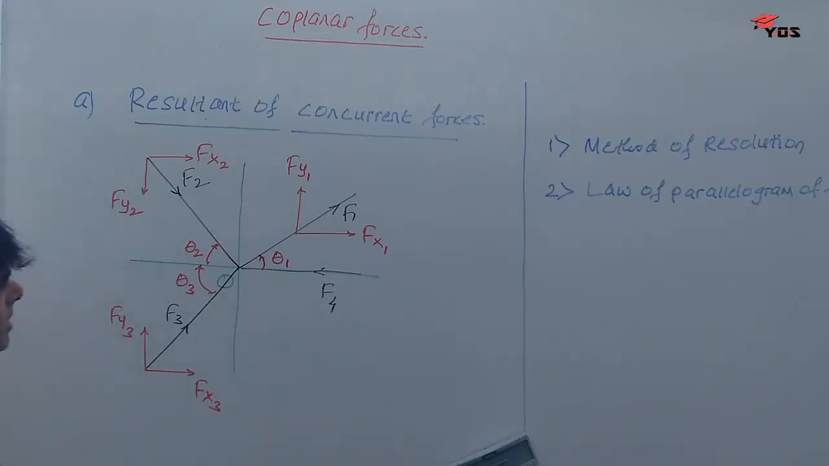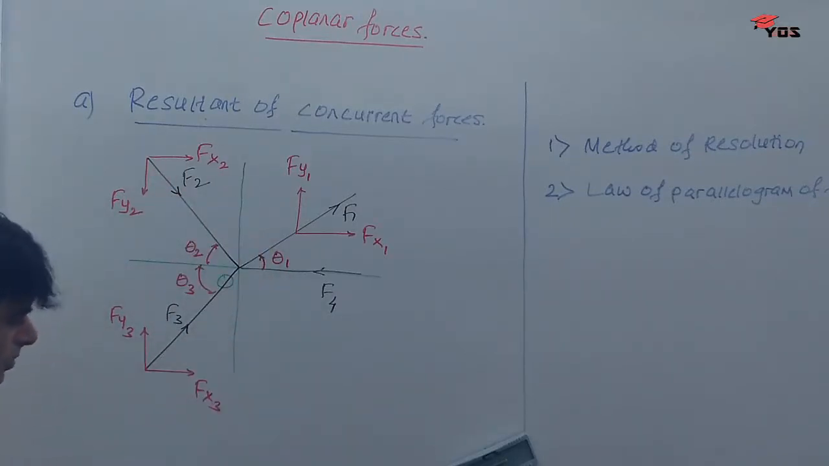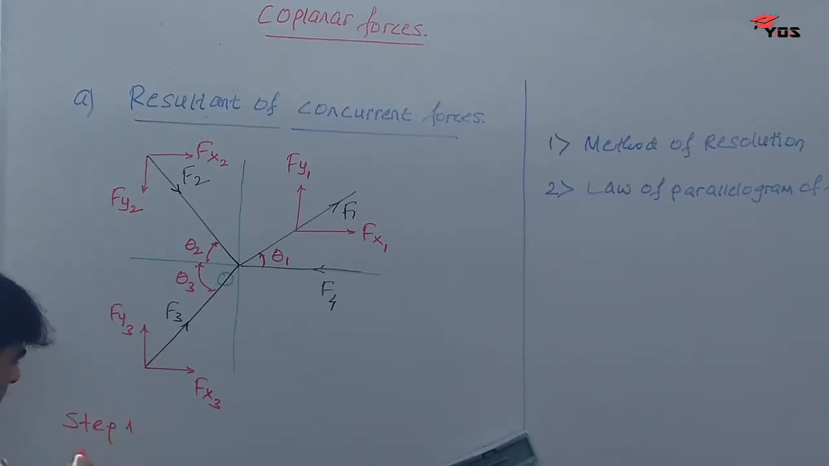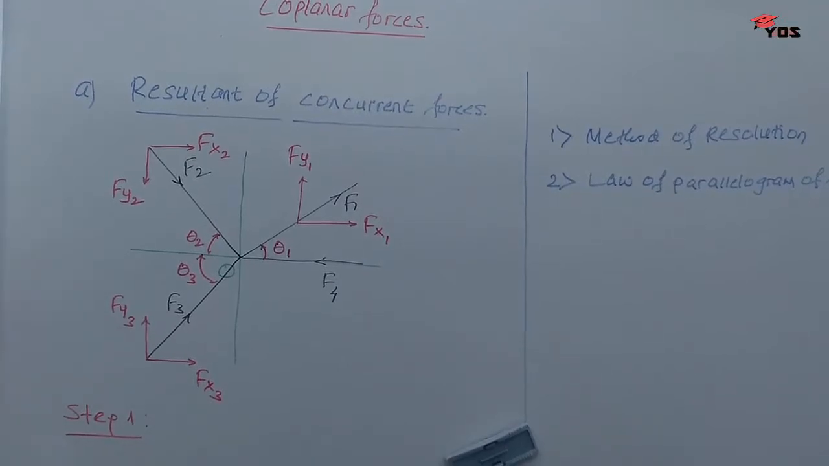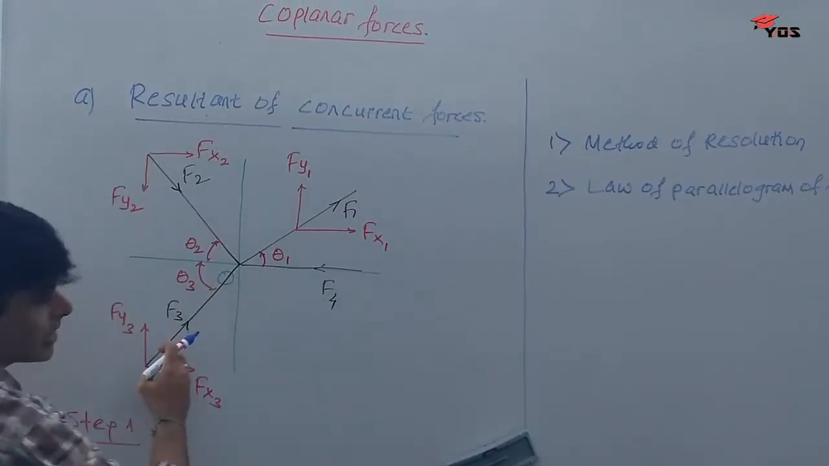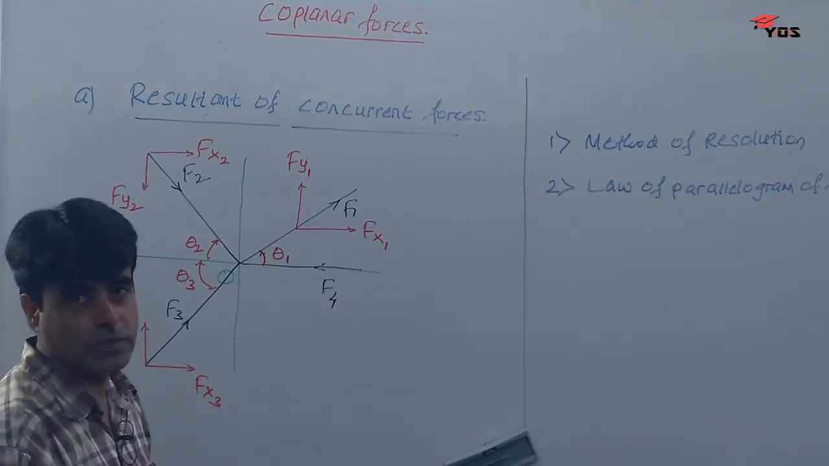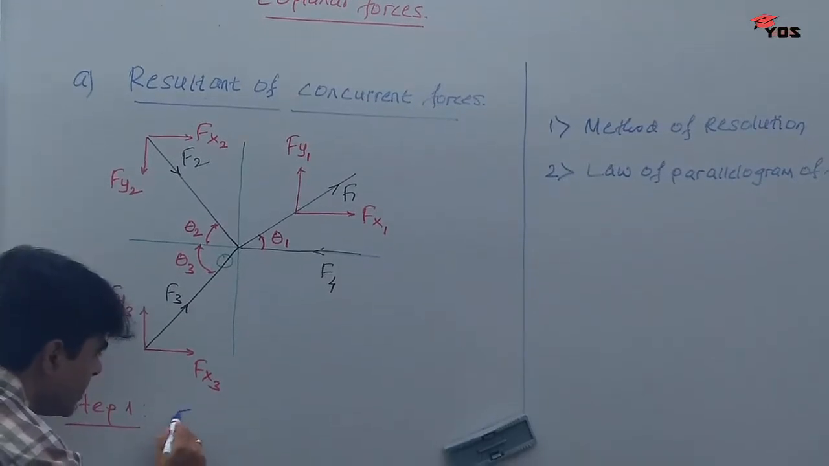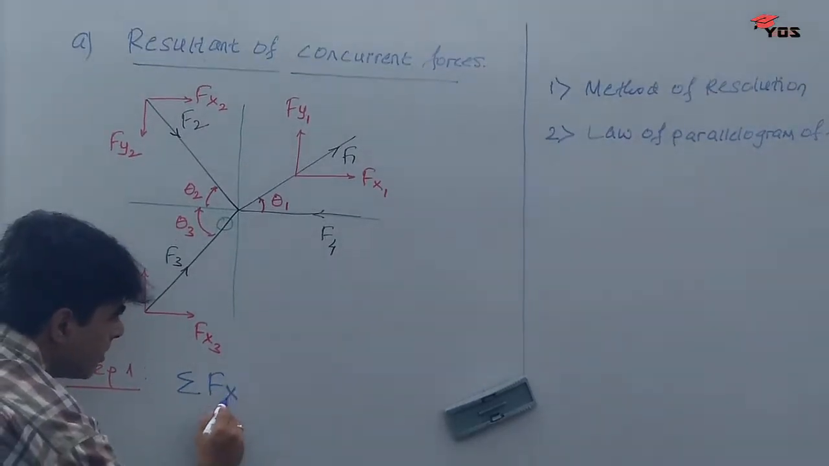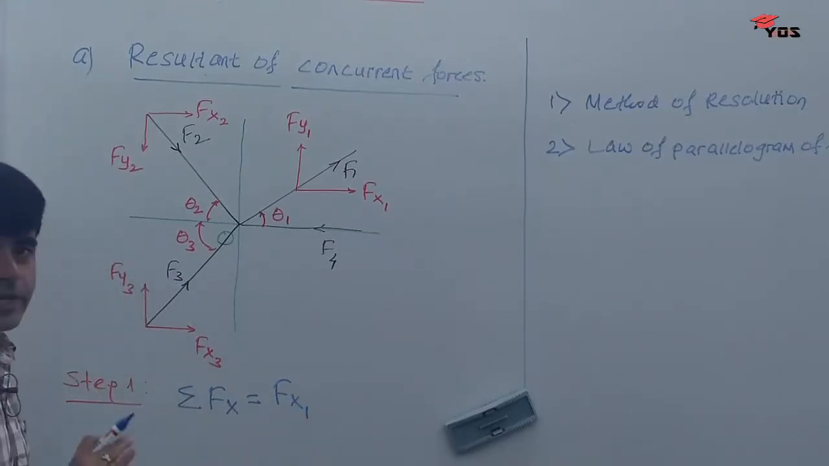Now what are the methods? How to get resultant of concurrent forces? So there are mainly 4 steps. Step 1. You have to resolve first all the forces along x direction, and then you will have to consider the summation of all those forces. So the very first step is algebraic sum of all the forces along x direction.